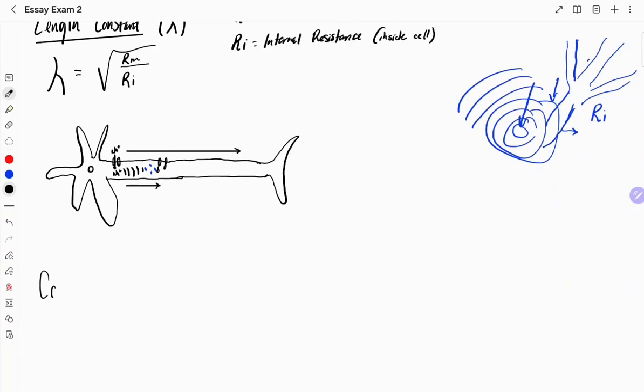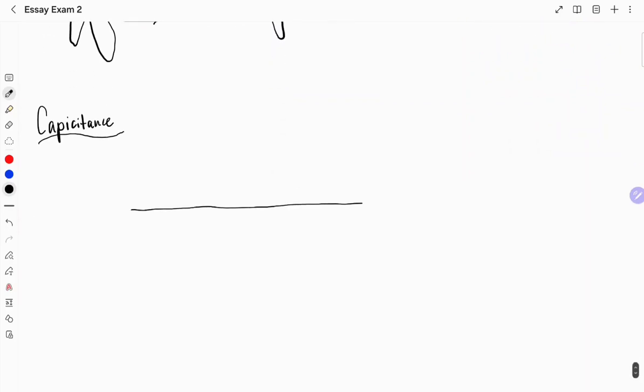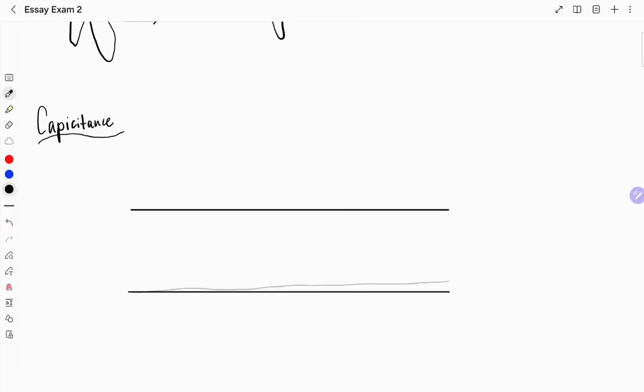Now I also want to mention the concept of capacitance. I don't know if I spelled that right. Hopefully I did. So if we take a close-up of a neuron here, I'm just going to draw some channels in this neuron.